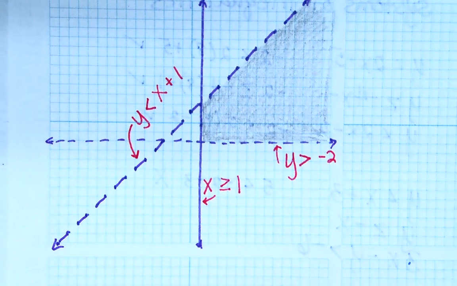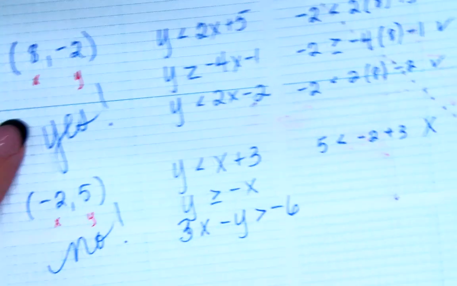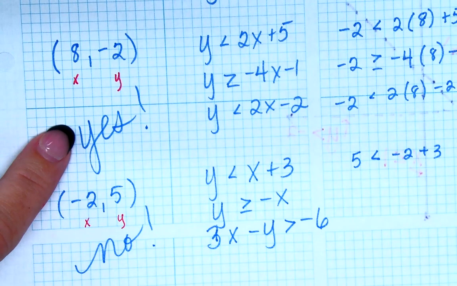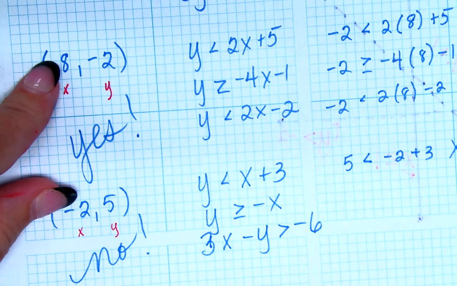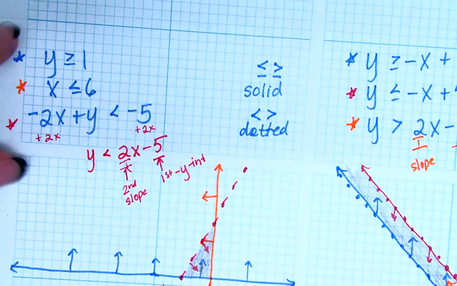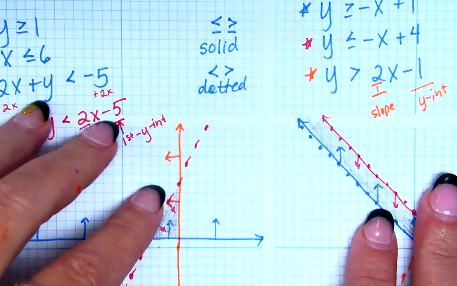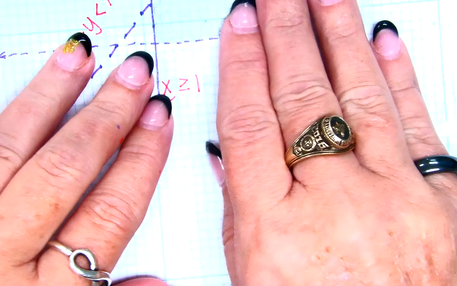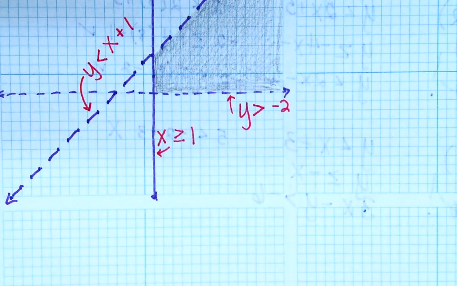Any questions before we go? What are the 3 skills? First, you need to know: is this point a solution? Yes or no. Second skill, here's the system, graph it. Third skill, here's the graph, give me the system. Any questions?